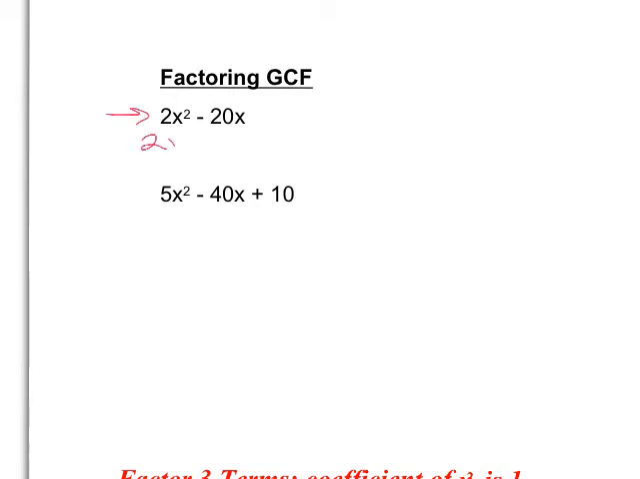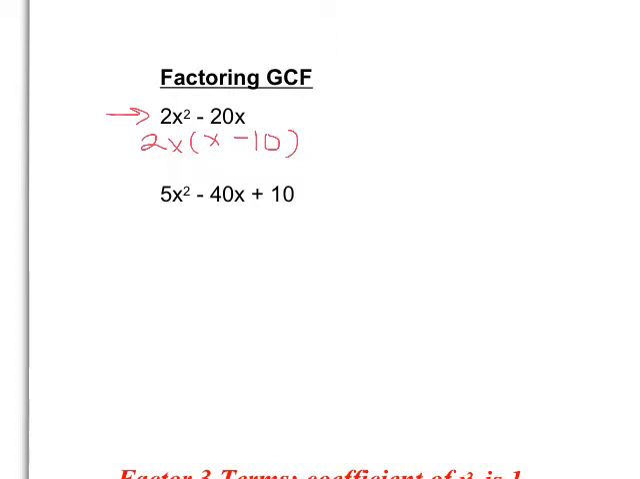So we'll take out a 2x and we'll fill in the parentheses of what else needs to be multiplied by 2x to get back to the original so that they are equivalent. So 2x times another x would create the 2x squared, and 2x times a subtraction of 10 would multiply to make the negative 20x. And that's the factored form.